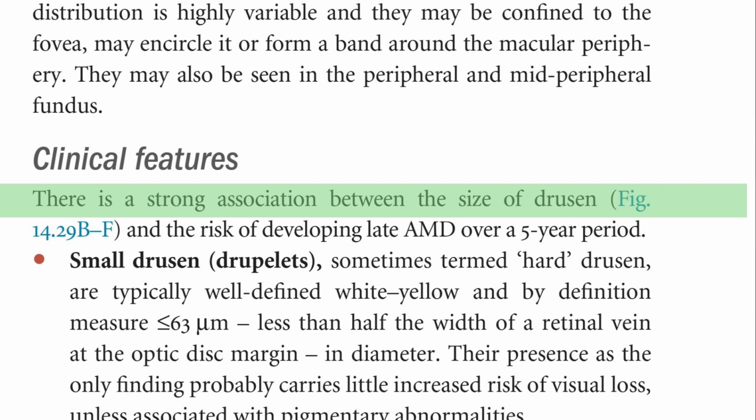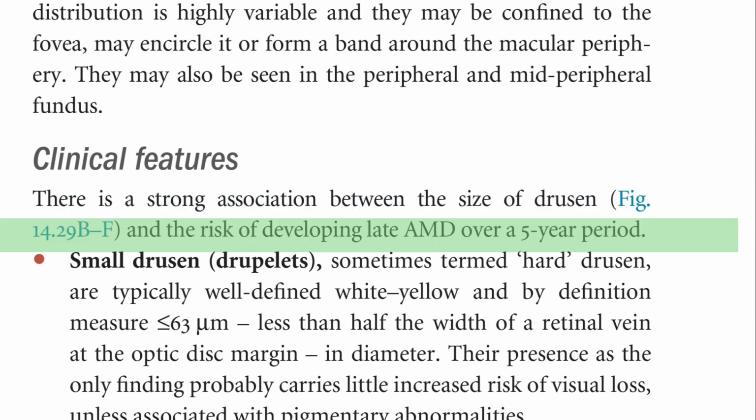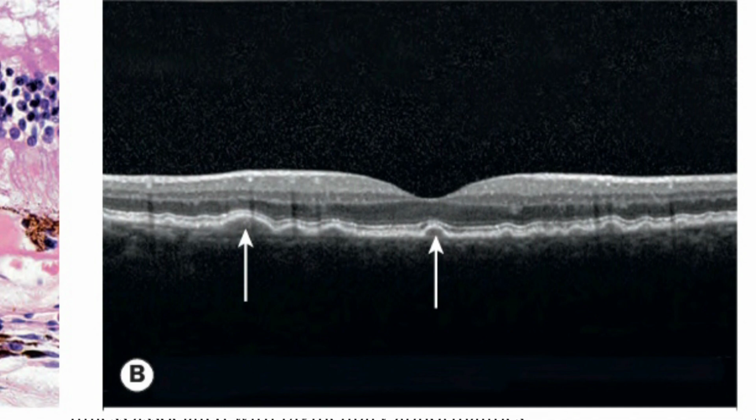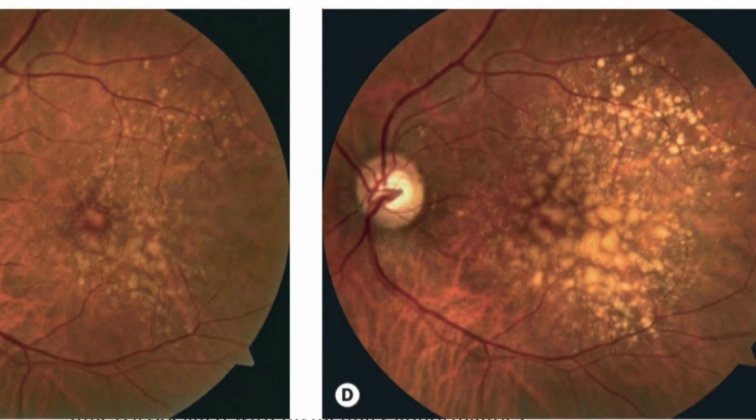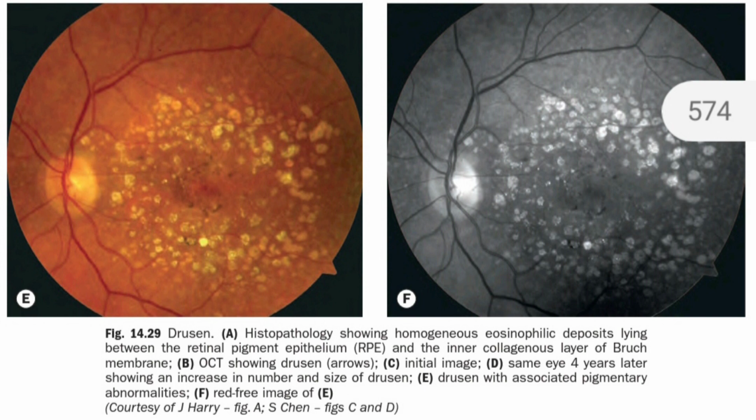Clinical features. There is a strong association between the size of drusen, figure 14.29 B-F, and the risk of developing late AMD over a 5-year period. B. OCT showing drusen, arrows. C. Initial image. D. Same eye 4 years later showing an increase in number and size of drusen. E. Drusen with associated pigmentary abnormalities. F. Red-free image of E.